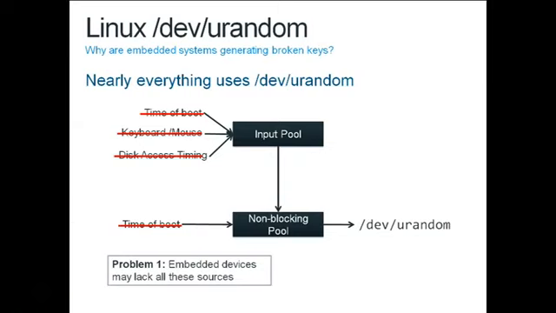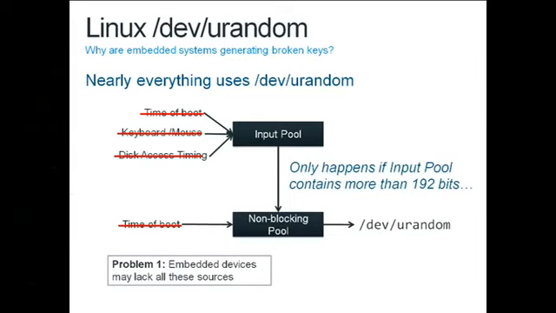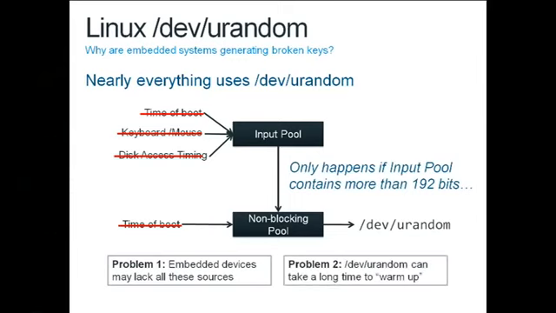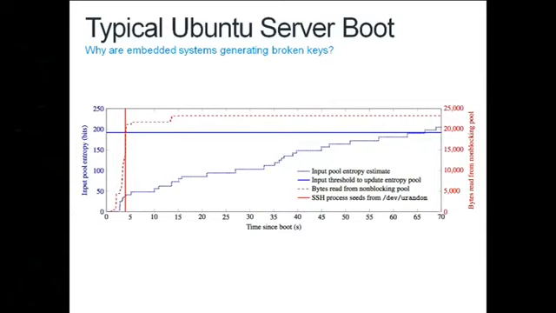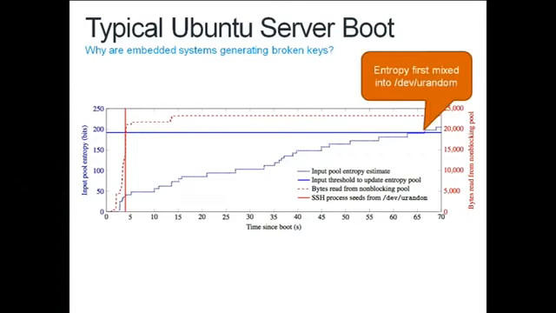And there's another problem, which is that because of another security vulnerability that might happen if they didn't do this, data only gets copied from that input pool into the non-blocking pool after you've accumulated a certain amount of data, 192 bits in the kernels we looked at. That means dev urandom can take a long time to warm up. And before it gets this much data, it may be entirely predictable. And this creates a period of time between when the system first boots and when it's warmed up, when it's a potential window of vulnerability.